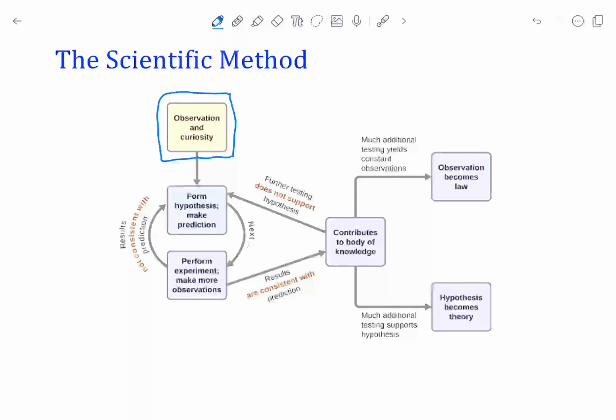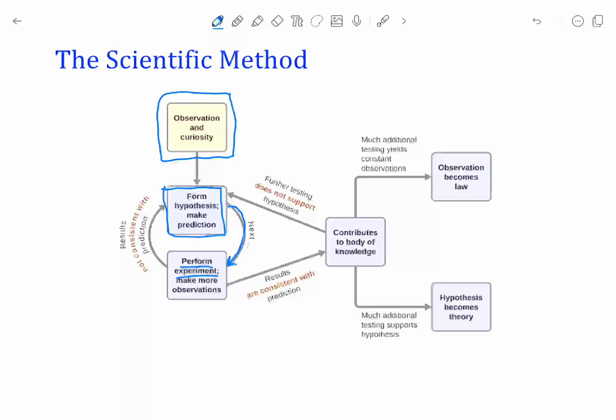Now, in order to take that observation and curiosity, what we're going to do is form a hypothesis and make some sort of prediction as to what the outcome could be. What could that result show us and prove about our natural world? So once we have a hypothesis that is formed, we are going to perform an experiment. And this roundabout here is always going to take the longest amount of time. We form a hypothesis, we make a prediction, and then we perform our experiments.